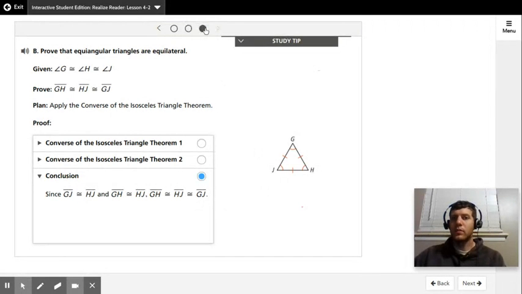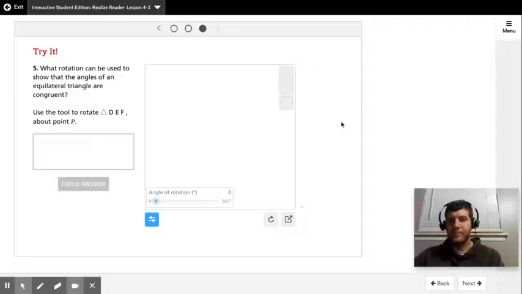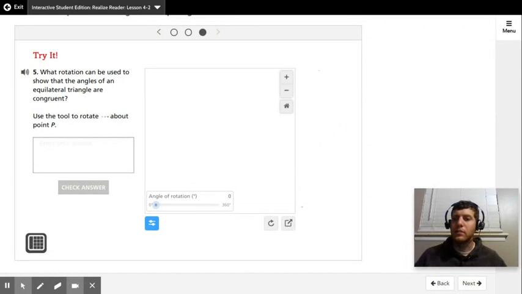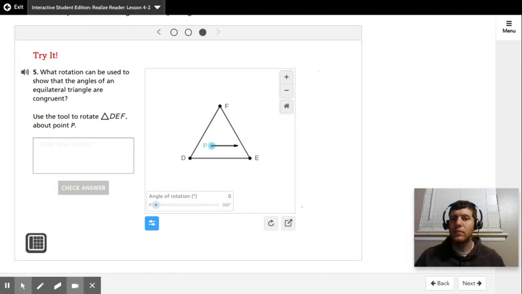Okay, and if we look at Try It here real quick, they just want you to figure out how many degrees you would have to rotate. And again, a circle has 360 degrees, so you have to use that information. How much would you have to rotate to show that the angles on that triangle are all going to be the same?